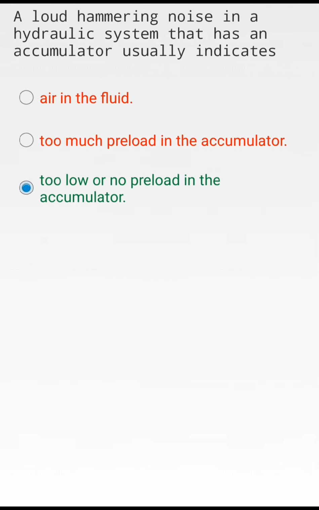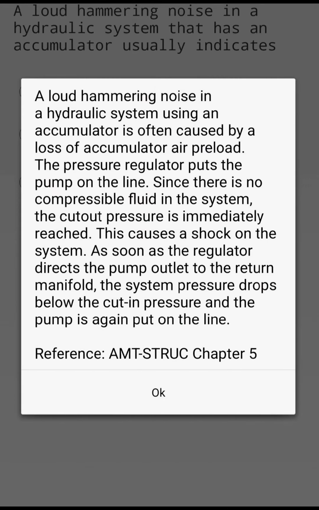A loud hammering noise in a hydraulic system that has an accumulator usually indicates too low or no preload in the accumulator. A loud hammering noise in a hydraulic system using an accumulator is often caused by a loss of accumulator air preload. The pressure regulator puts the pump on the line. Since there is no compressible fluid in the system, the cutout pressure is immediately reached. This causes a shock on the system.